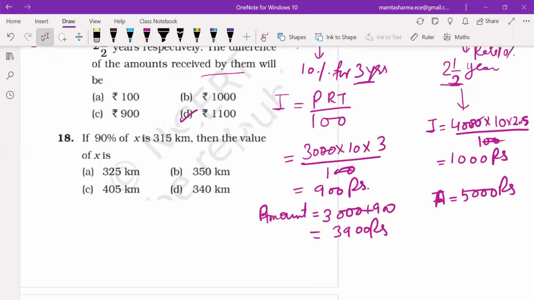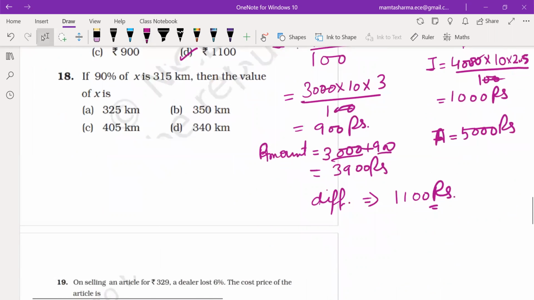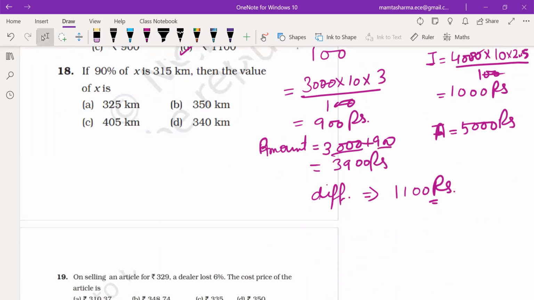So ma'am, what is the difference? The difference is 1100. Ma'am, in the exam I took the difference between interest, 1000 and 900. Yes, but they are not asking about the difference in interest amount. They are asking the difference of amount received. The amount received would be the principal amount plus interest amount. Clear? Yes, ma'am. Okay. 5000 minus 3900.